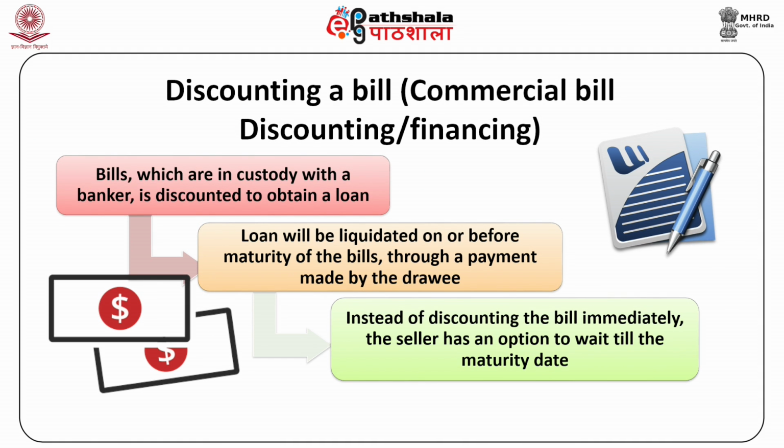Discounting a bill (commercial bill discounting, or indirect financing). When a seller or maker of the bill is in need of cash to meet operating expenses and cannot wait till the maturity date, the bills which are in custody with the banker are discounted to obtain a loan. Such a loan will be liquidated on or before maturity of the bills through a payment made by the drawee.